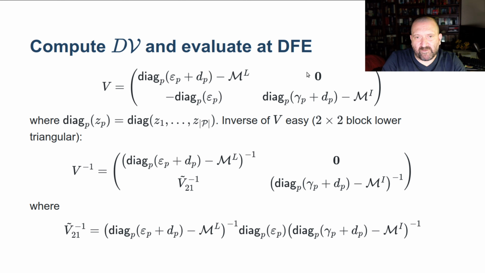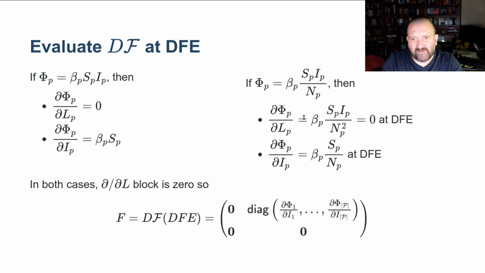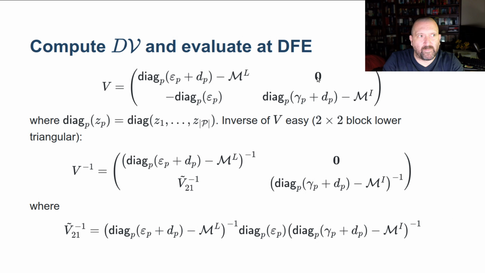And let me just point out, this is 0 because when you look at V, this top block, when differentiated with respect to I, all those terms are 0. Okay, there's no I in this equation, therefore all the derivatives are 0. So that's this block of zeros on the top right here.